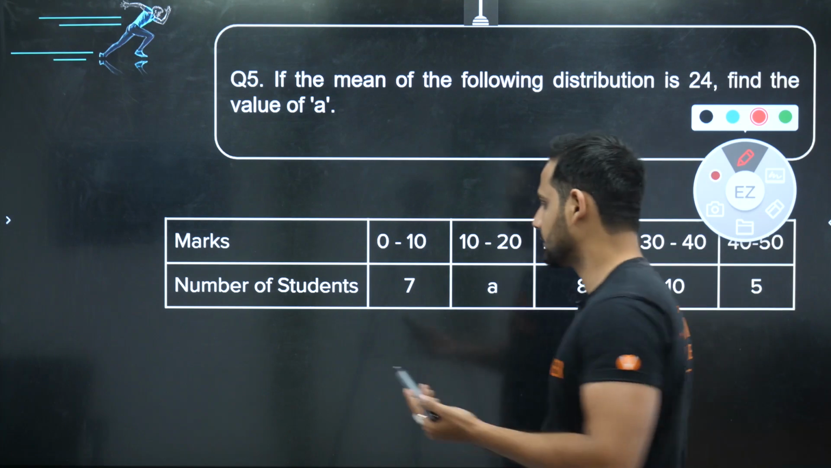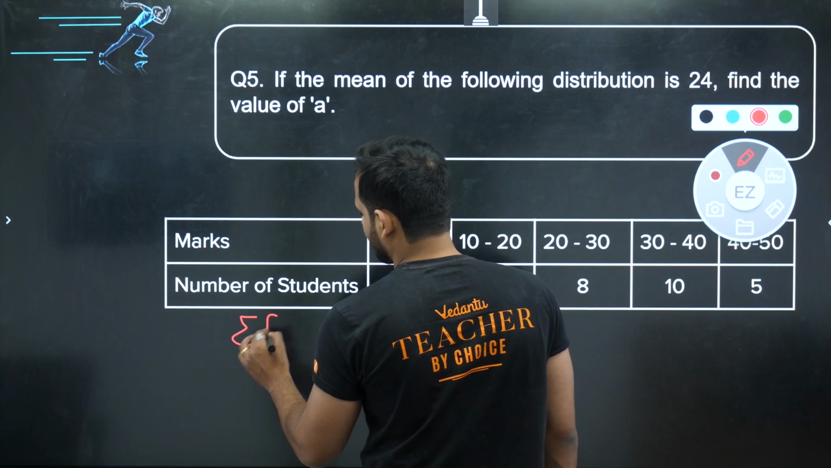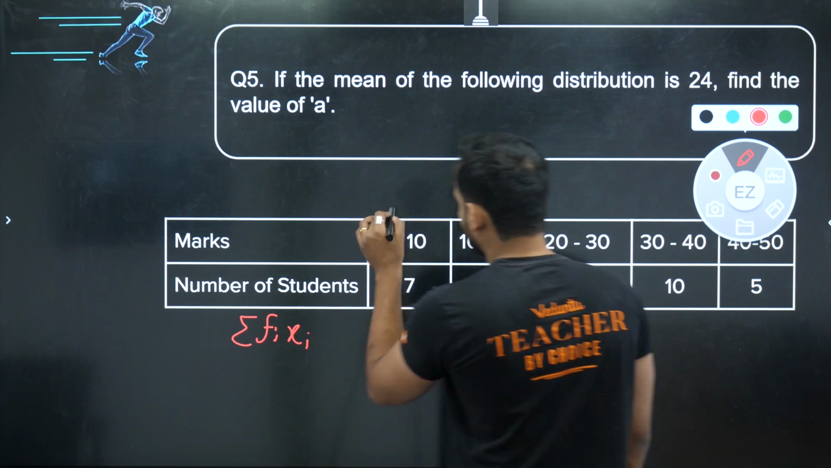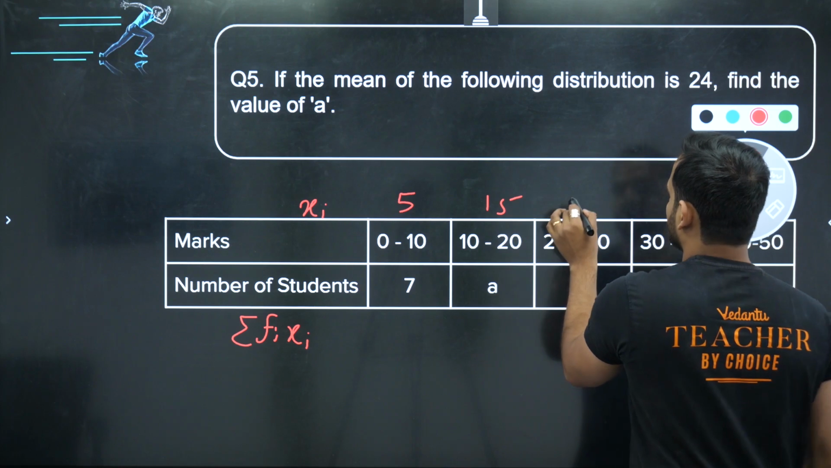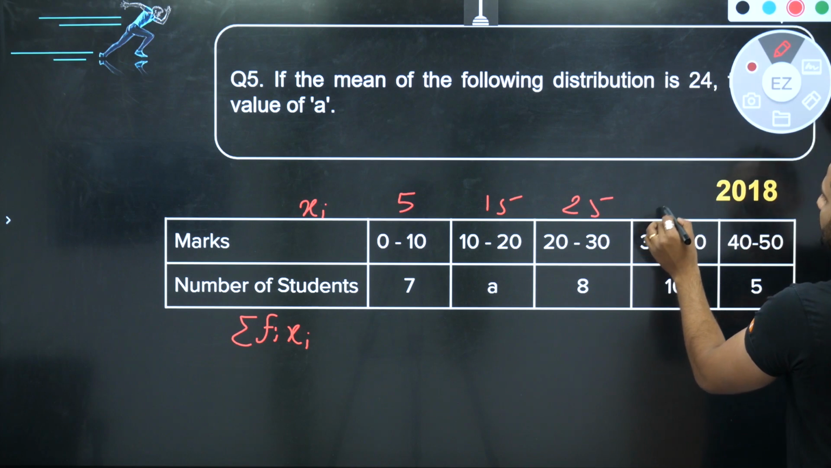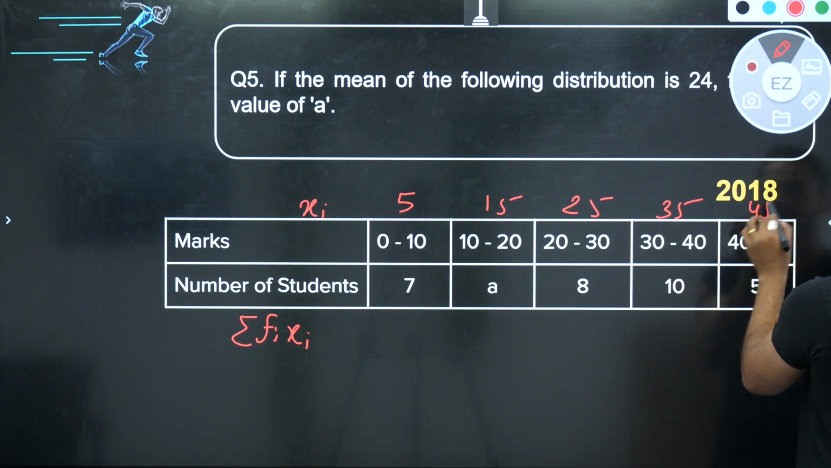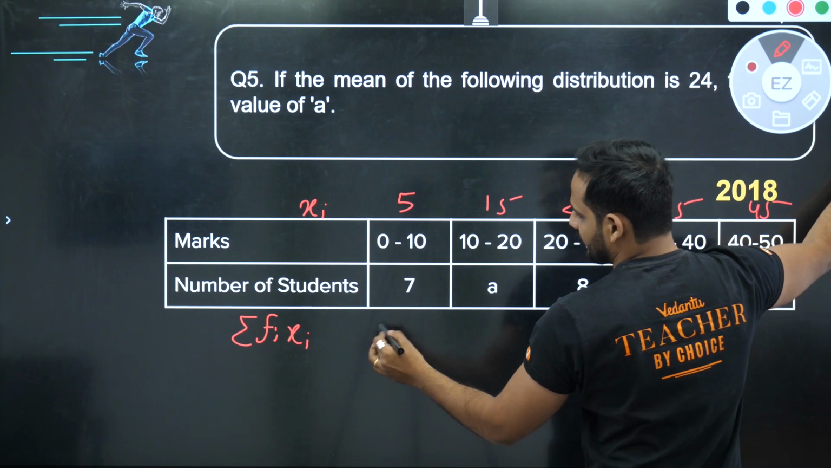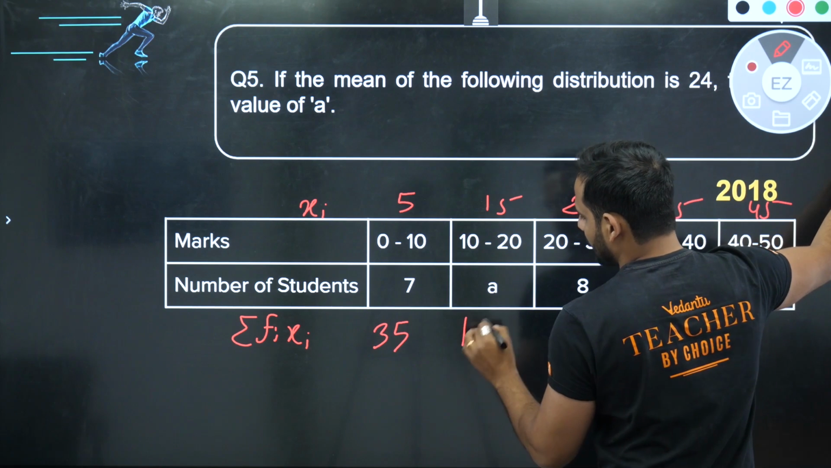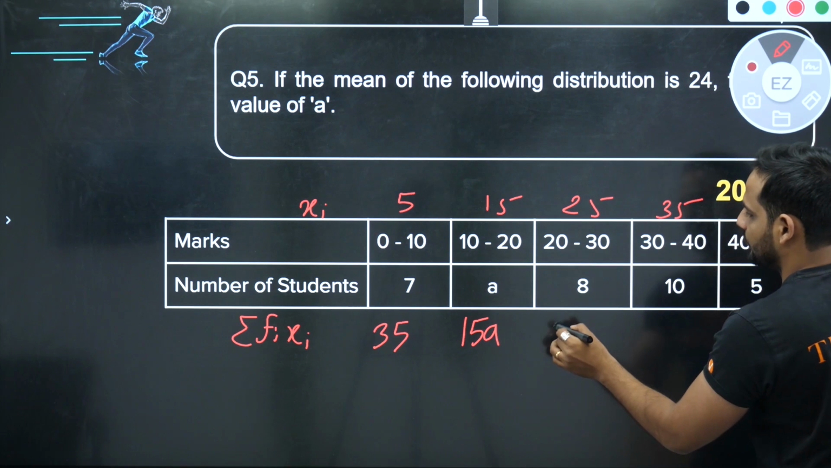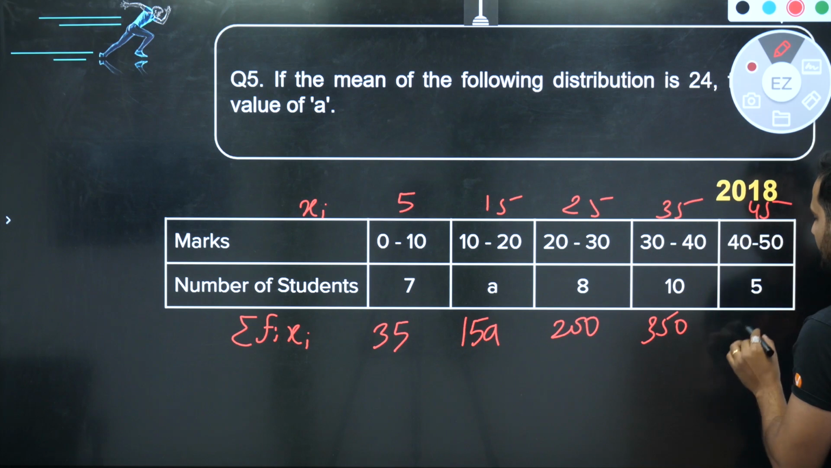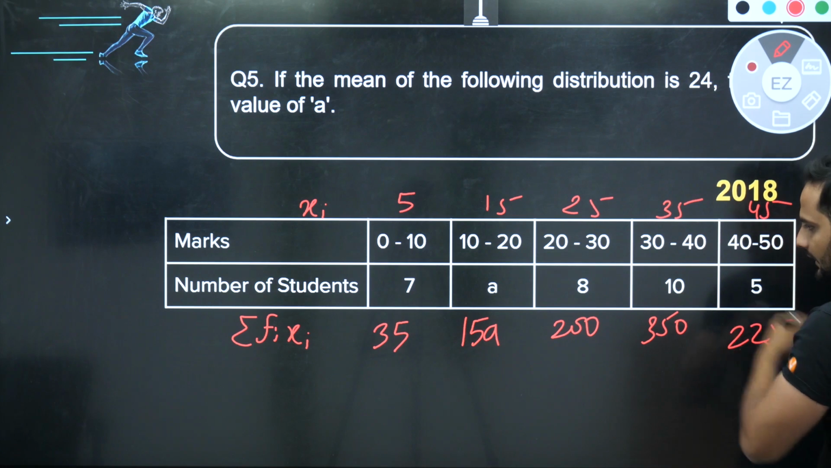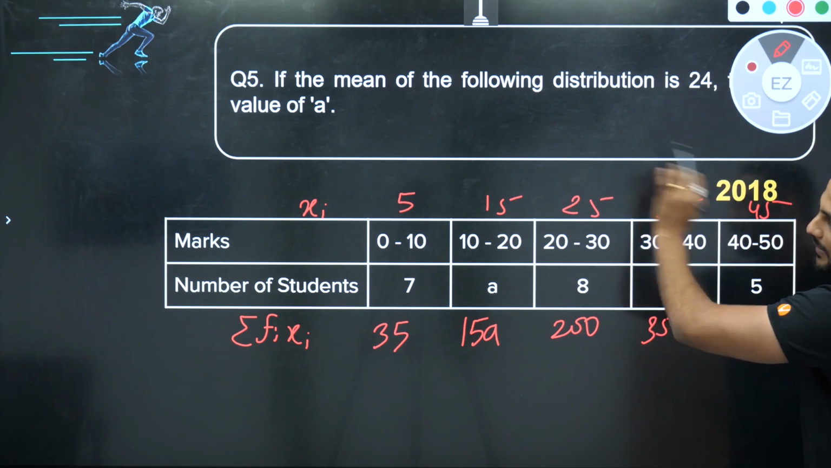If you directly go for the direct method, you will find the summation of Fi into Xi. Xi for this part is going to be 5, for this 15, for this 25, for this 35, for this 45. 5 into 7, 5 7s are 35. 15 into A is 15A. 25 into 8 is 200. 35 into 10 is 350. And 45 into 5 is going to be 225. Add all of them, divide by the sum of the frequency.